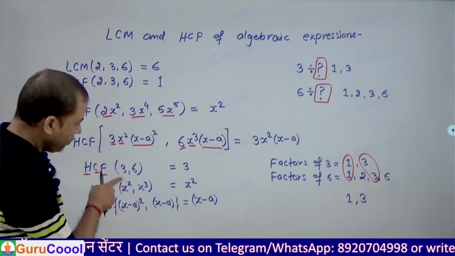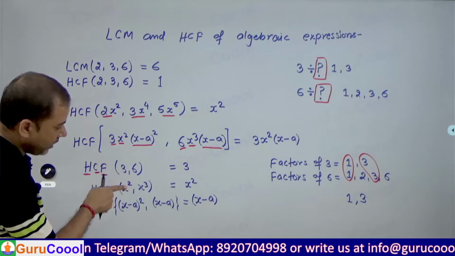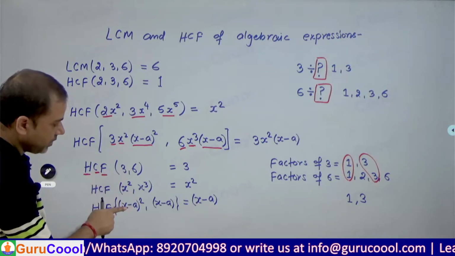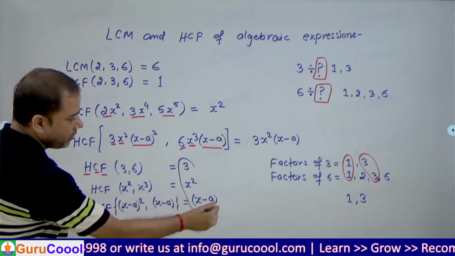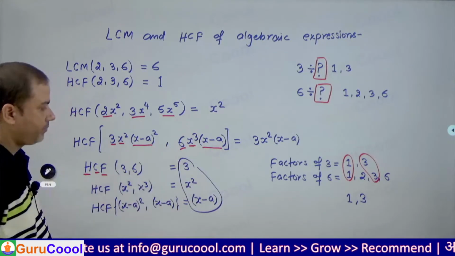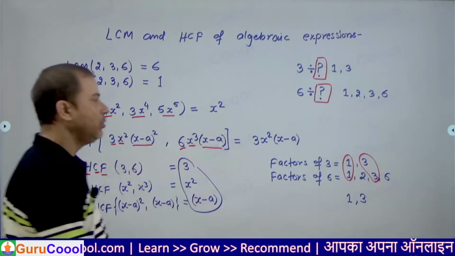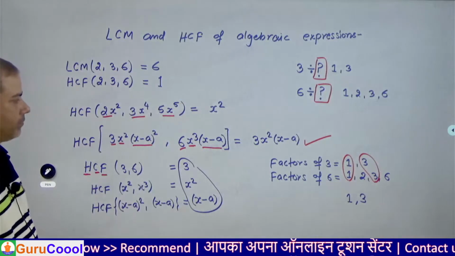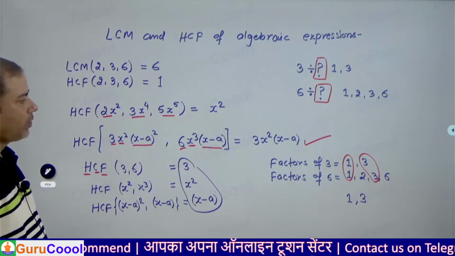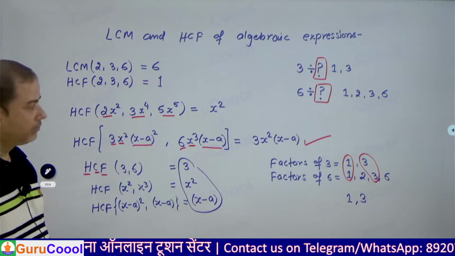Okay, so we have taken HCF of numbers, first factor x, next factor x minus a. Now let's combine each of them together to get the HCF of all. 3 into x square into x minus a. So this HCF is correct. Got it? Yes, sir.